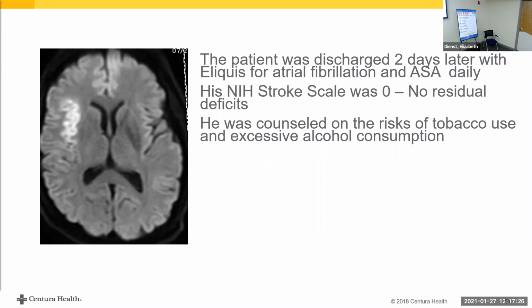His NIH stroke scale was 0. 0 is as good as you can get. So this means that this individual gets to go back to the same quality of life that they had before. They have no deficits left from having the stroke.